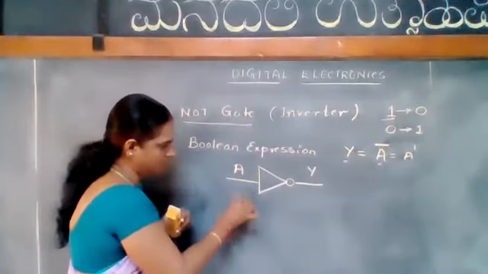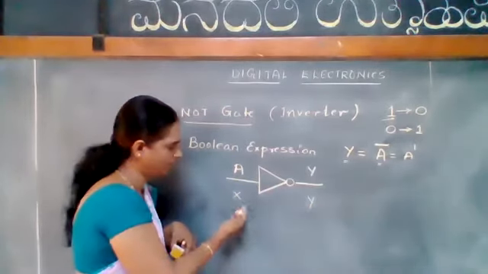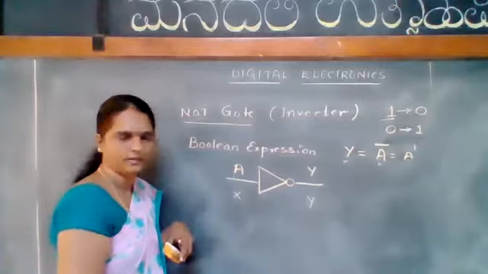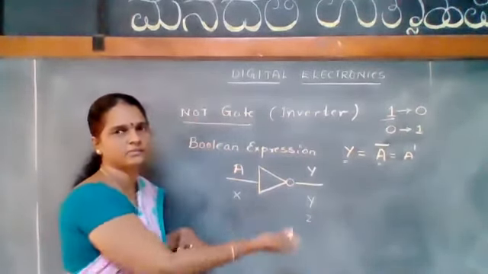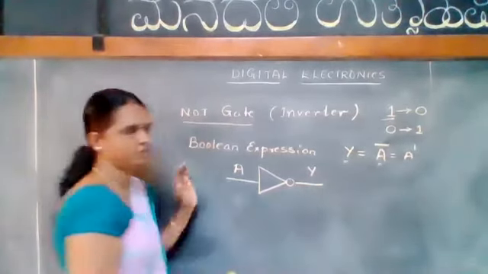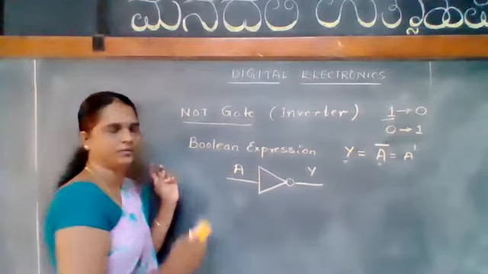You may represent this by X and Y. Any input symbol you can write here, and the respective output you can write. Z also you can write. Any alphabet you may use for the input as well as for the output. So this is the expression for the NOT gate or the inverter.